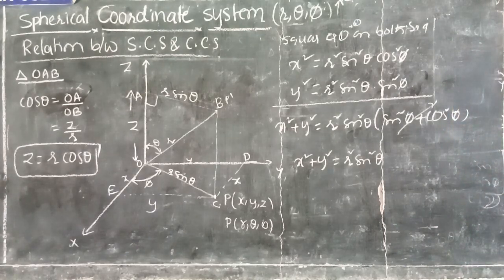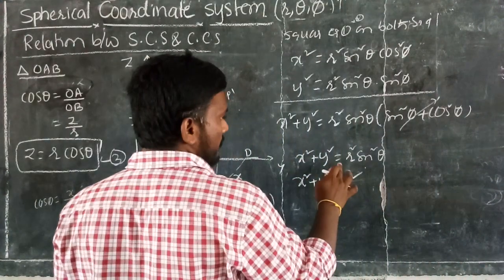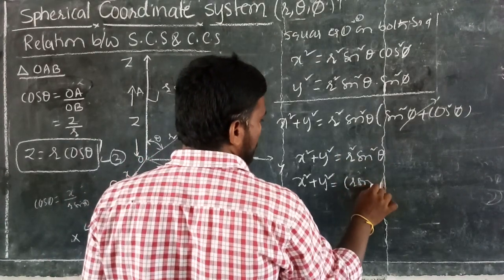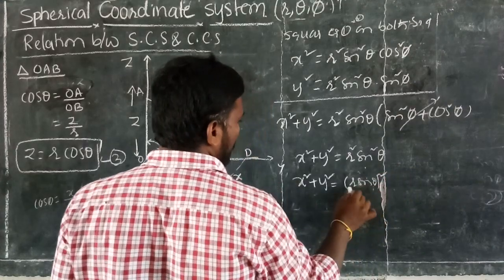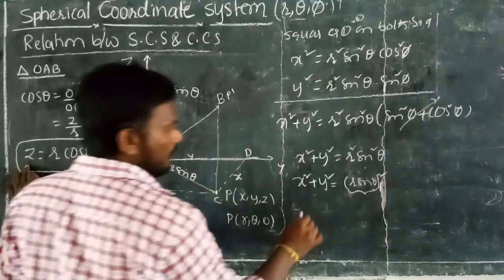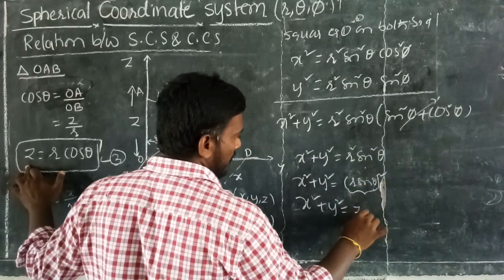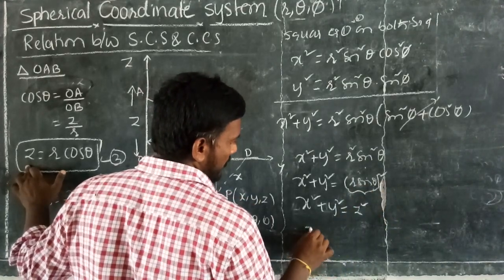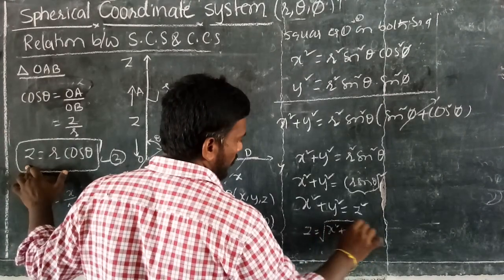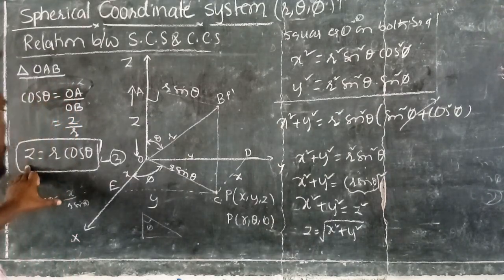This x square plus y square is equal to r square sin square theta. We can write r square sin square theta as r sin theta whole square, but r sin theta is equal to z from equation 3. So if you substitute it here, x square plus y square becomes z square. So z is equal to the square root of x square plus y square.